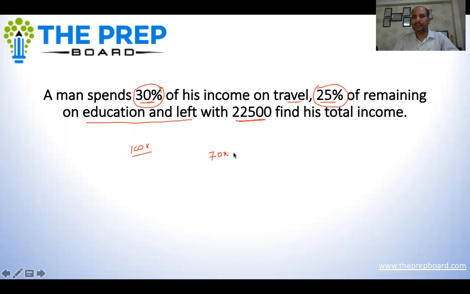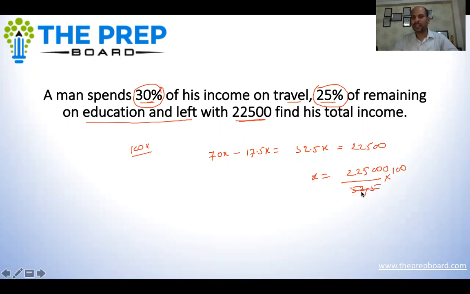Further, he spent 25% of 17x, which is 17.5x. He is left with 52.5x, which is given as 22500. The value of x will be 22500 over 52.5. You're supposed to find out the income, so that's why you have to multiply another 100. Remove this decimal, put a 0 here.